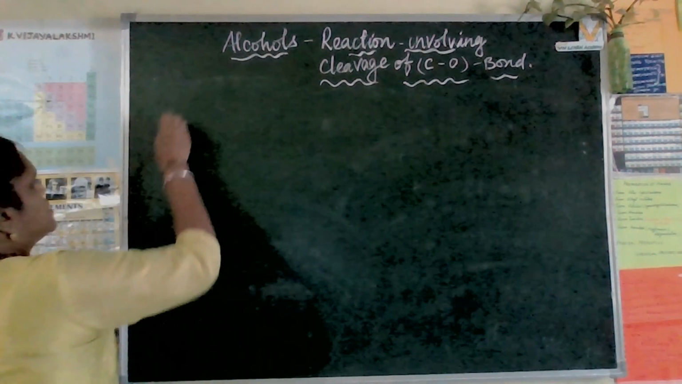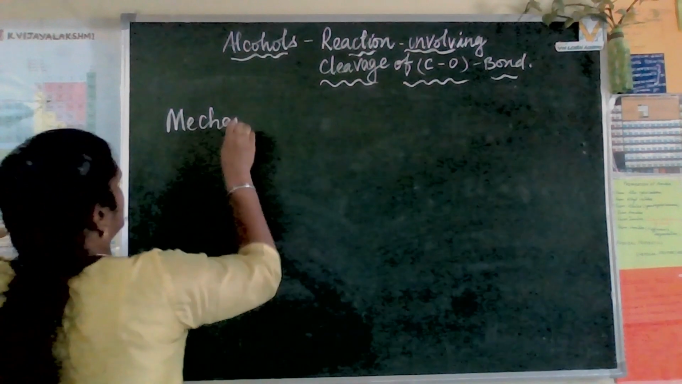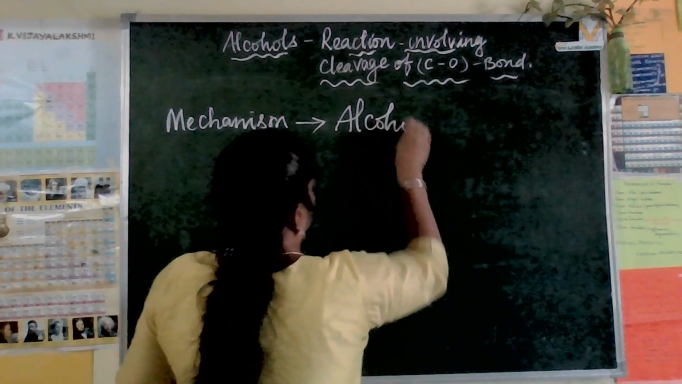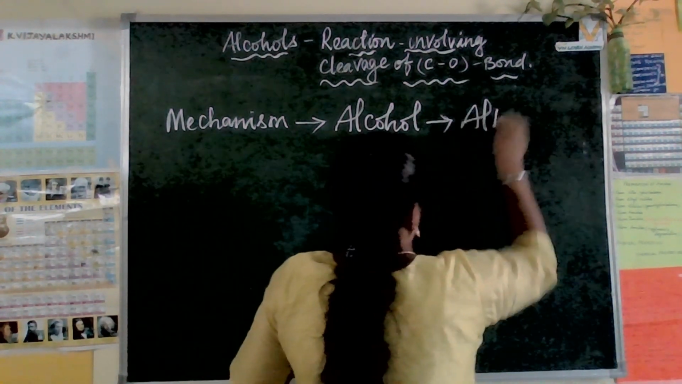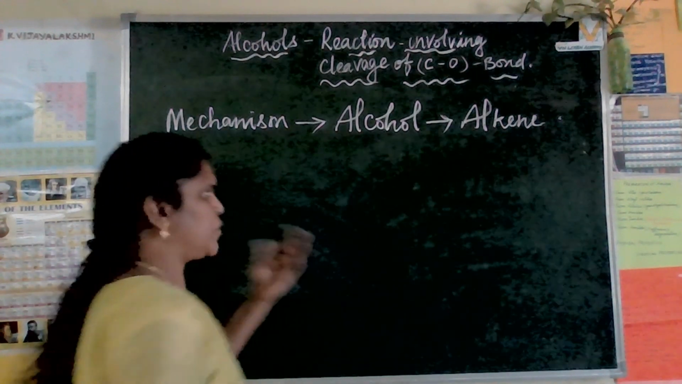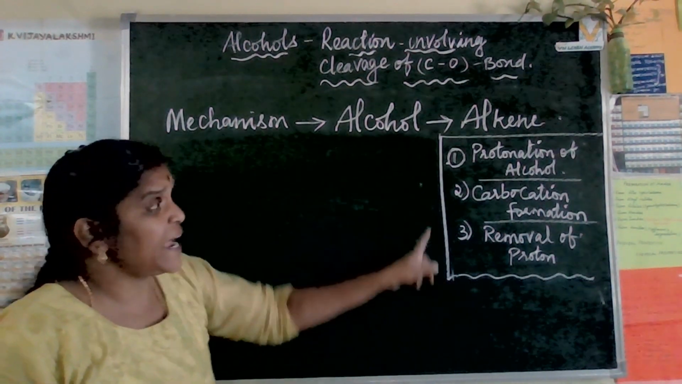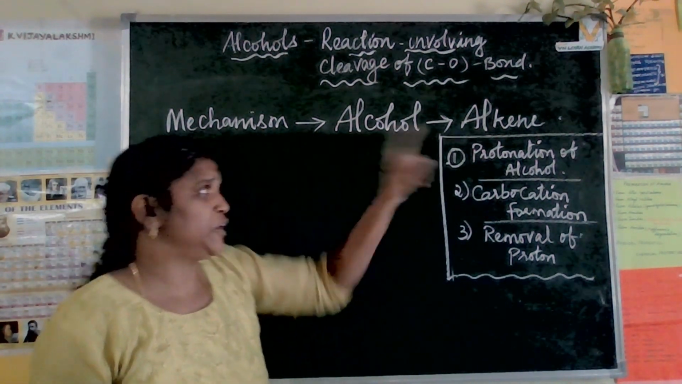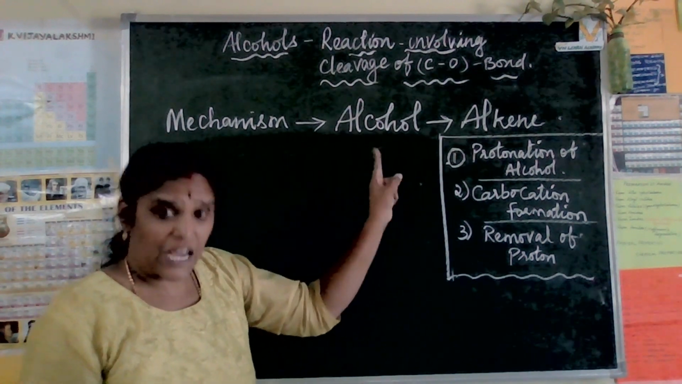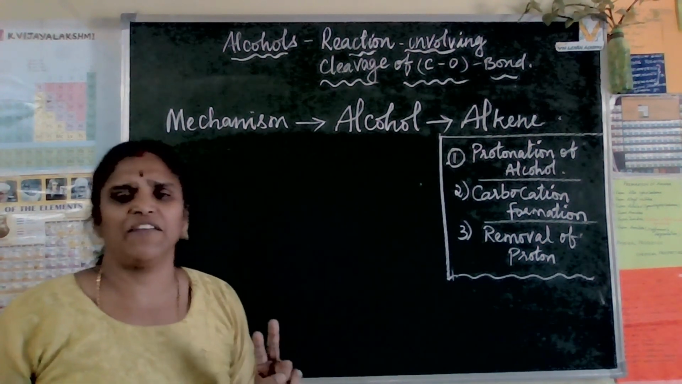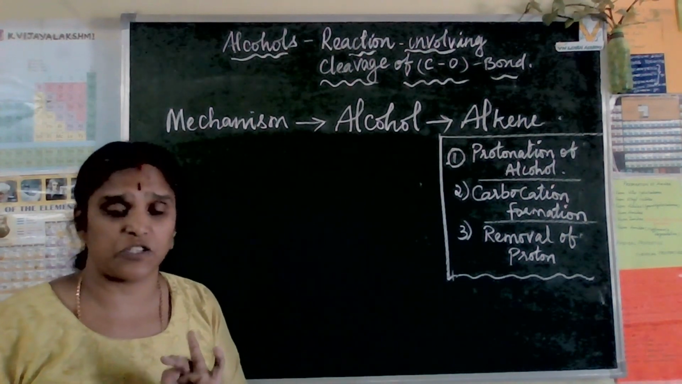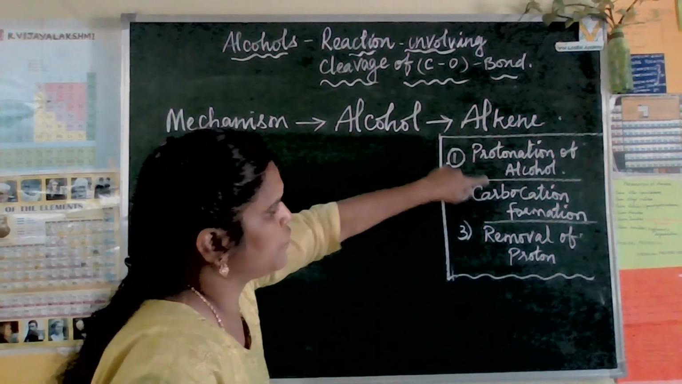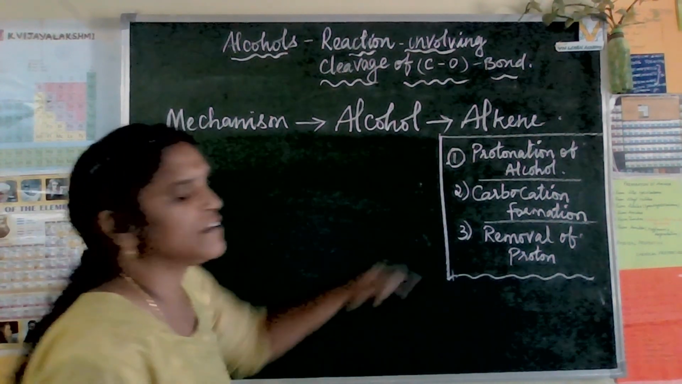Good. So this is the mechanism, alcohol to alkene. We are going to see the stepwise mechanism. In our previous video, we saw alkene to alcohol. Now alcohol to alkene. Both are very, very important, with the mechanism, as a 3-mark question. Number of times they asked. Now, first, protonation of alcohol. The second one, formation of carbocation. Third one, removal of proton.